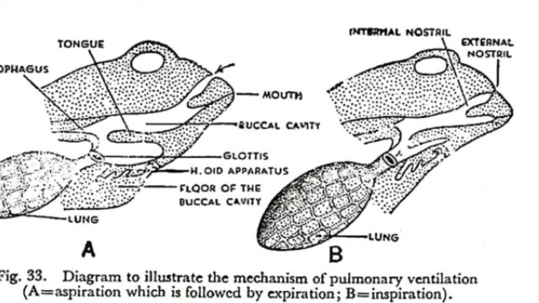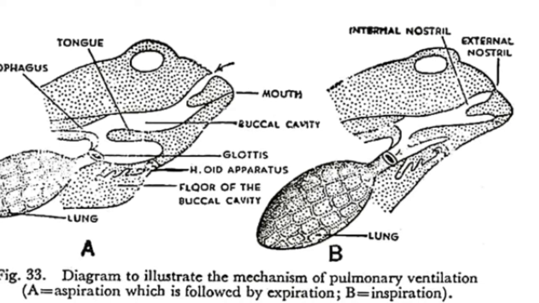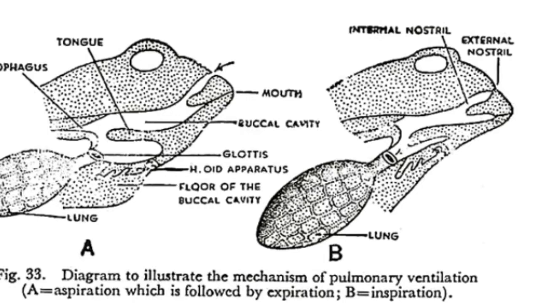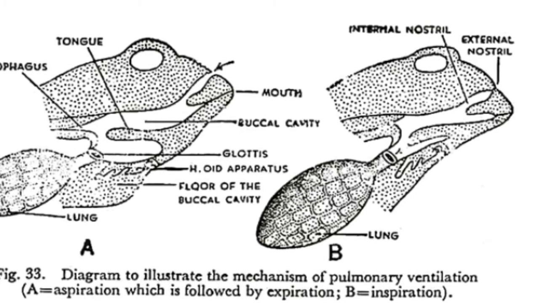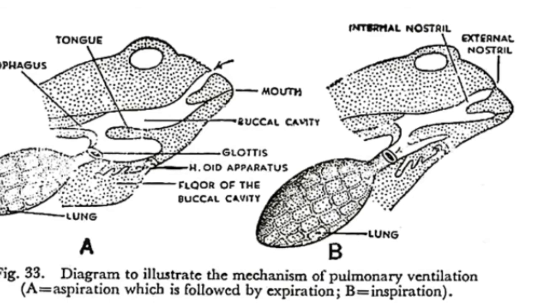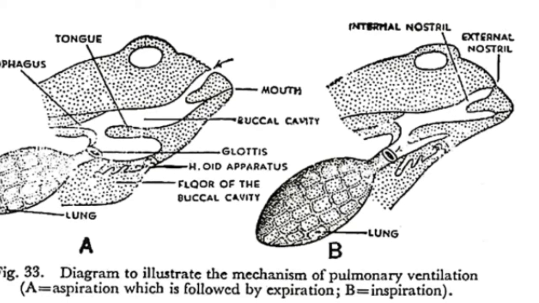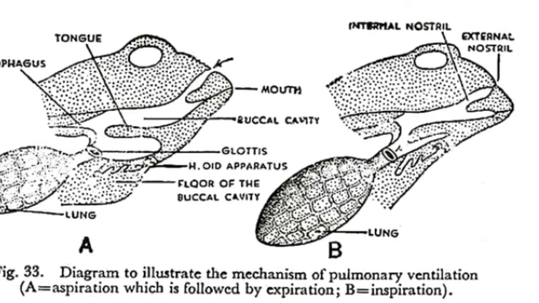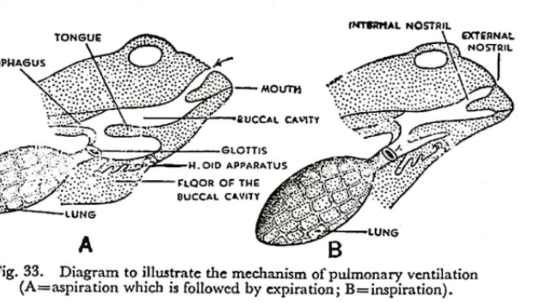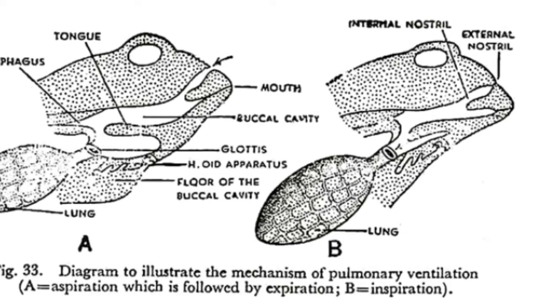We should include the mechanism of respiration also. The ventilation of the lungs is affected by two processes, namely breathing in of air or inspiration, and breathing out of air or expiration. The two processes occur alternately in three stages. First, aspiration, second, expiration, and lastly, inspiration. Now we will tackle first the aspiration.